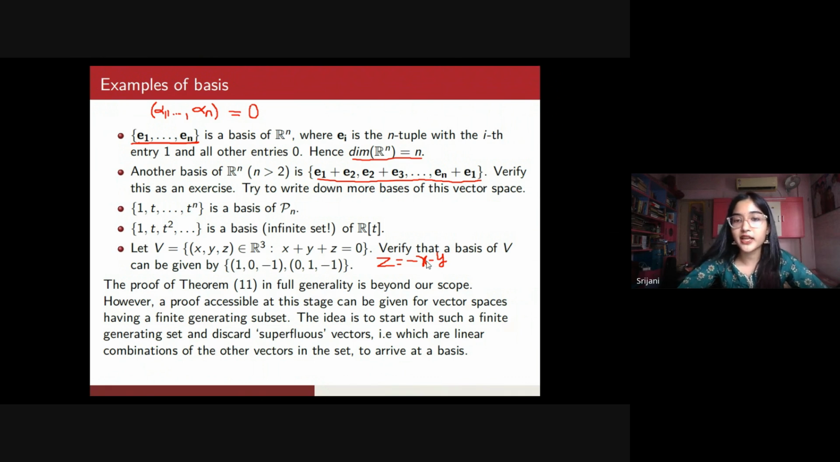Just to make things easy, to form one basis, how do you do it? Take X as 1, Y as 0, then Z is minus 1. Take X as 0, Y as 1, then Z is minus 1. Done. The dimension is 2. And you can form many other bases.